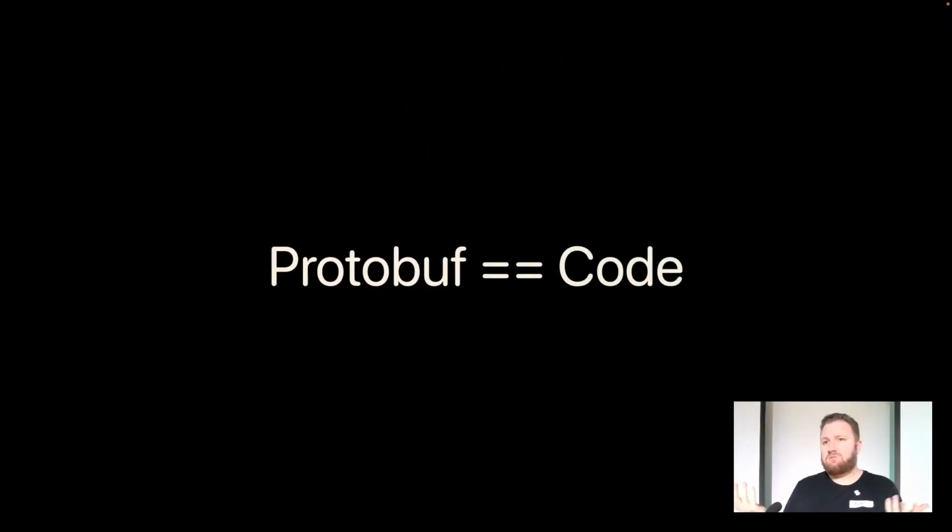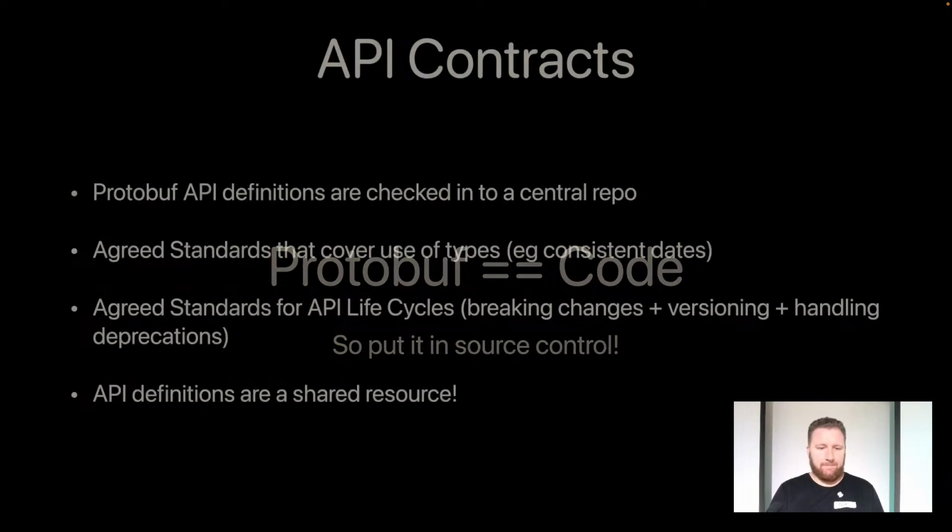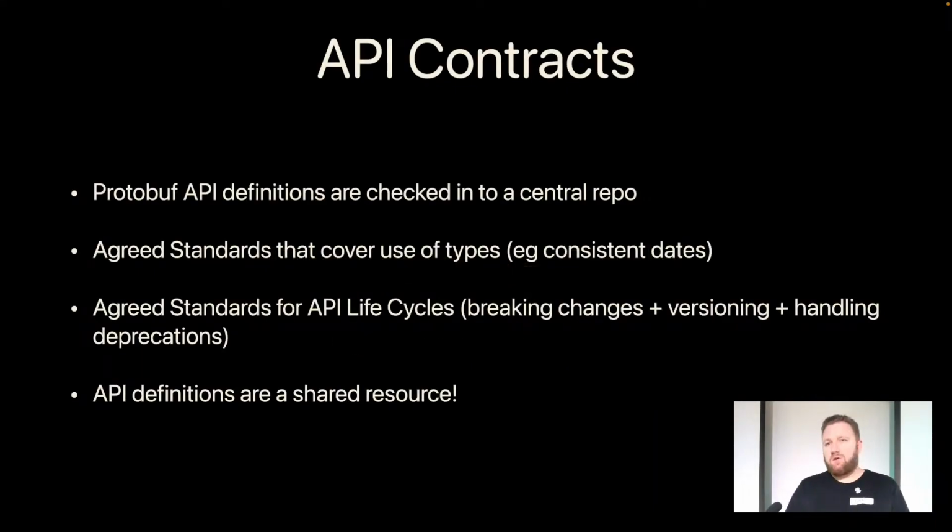It's just code. It's just a different language from what we do, but it's just code. And as developers, what do we do with code normally? If we're doing it right, we throw it in source control. And if you have an API definition in code that lives in source control, you have an API contract. Whoa. So here is how we manage APIs at ANZ.